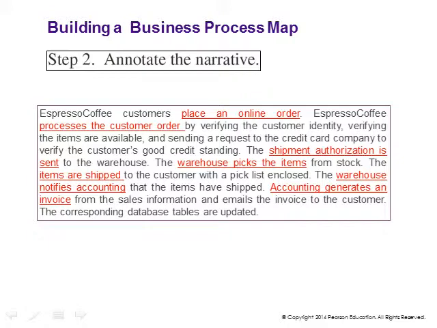So after the narrative is written, the next step is to annotate the narrative to identify the activities. And so here you can see that we've highlighted in red those activities. And you'll note that the activities typically start with an action verb, such as process or generate. So here we're just simply annotating the narrative to identify the activities.